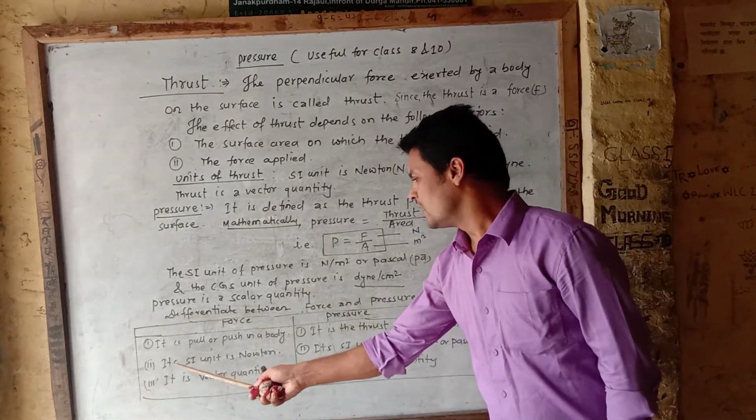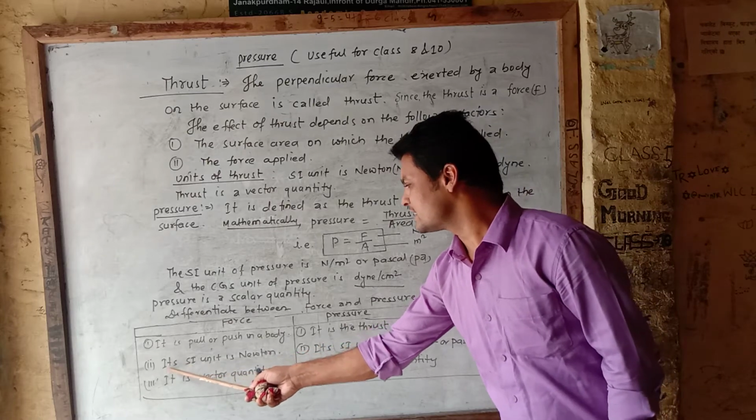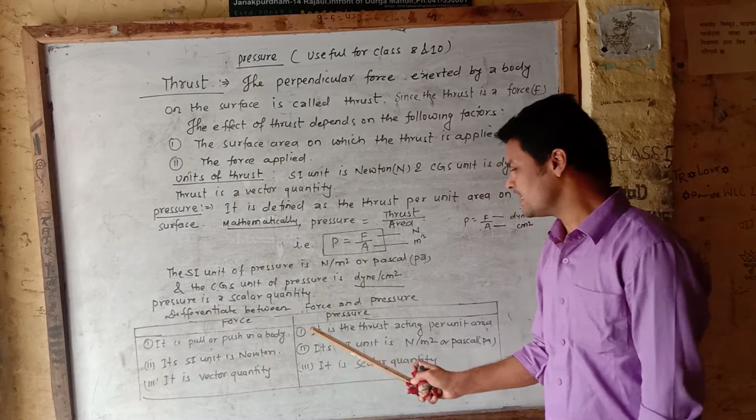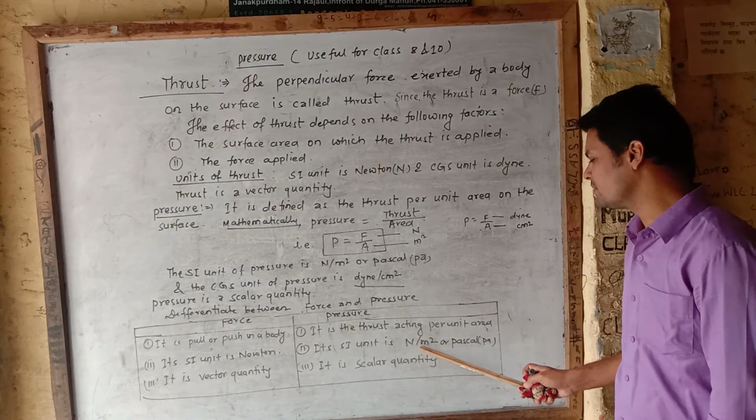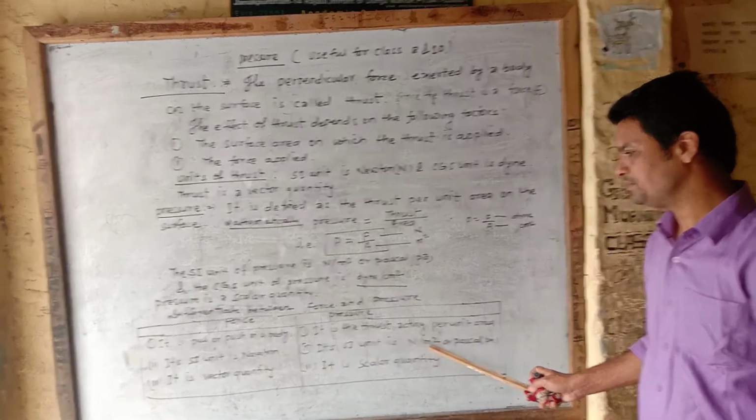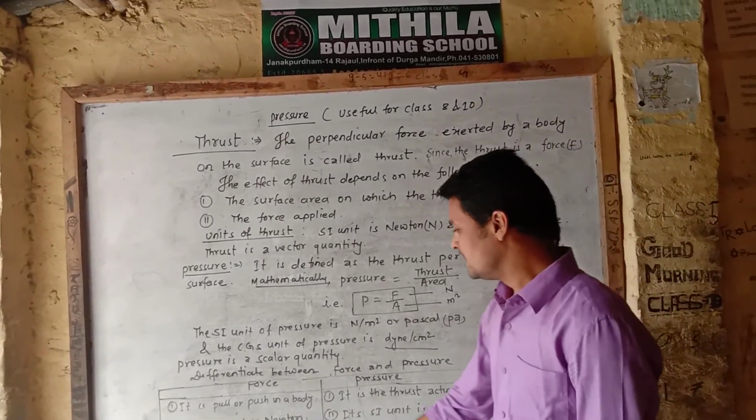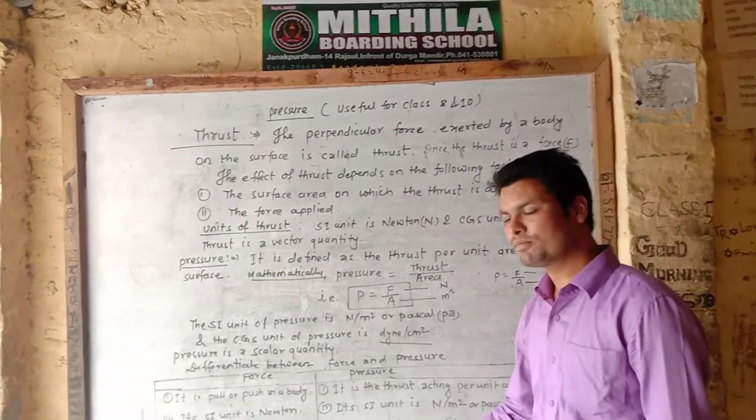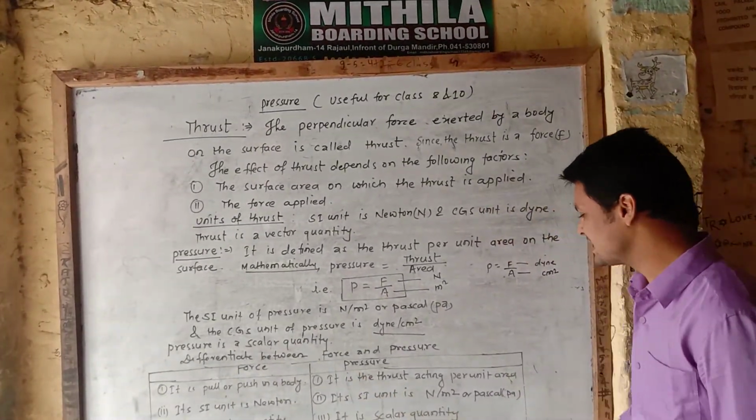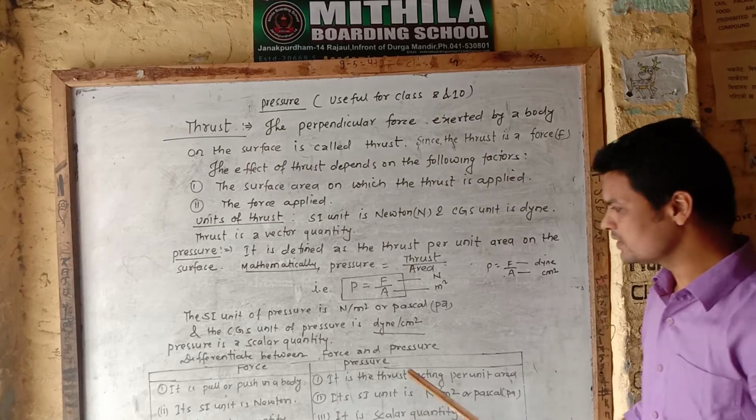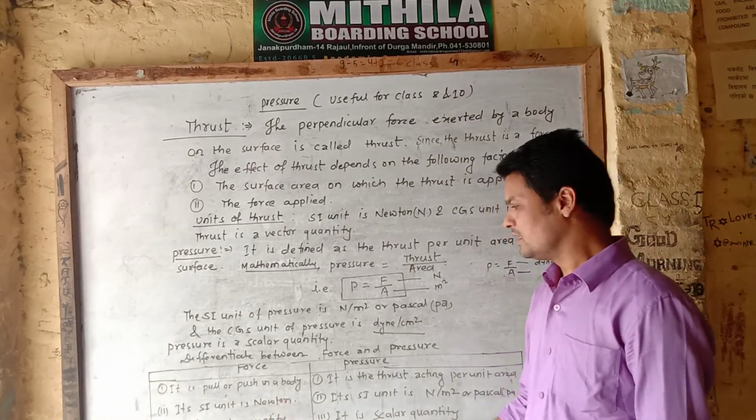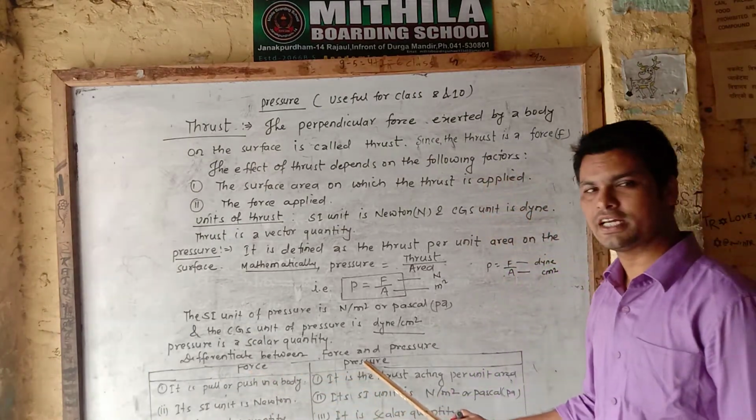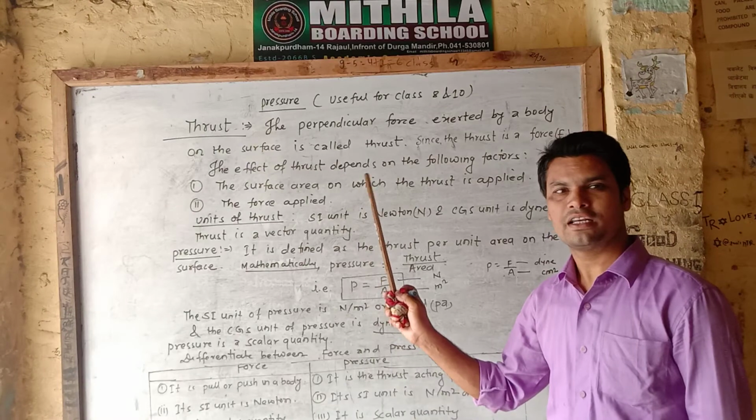Similarly, its SI unit. We have already discussed the SI unit of force. The SI unit of force is Newton. The SI unit of pressure is Newton per meter square or Pascal. Force is a vector quantity and pressure is a scalar quantity. Thus, we can differentiate easily between force and pressure after completion of the thrust and pressure.